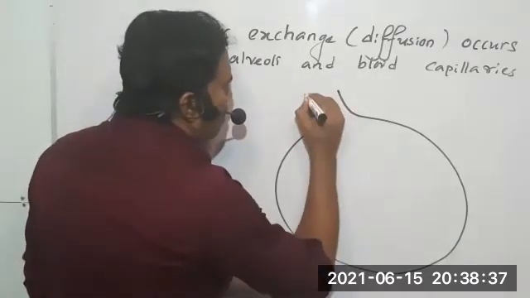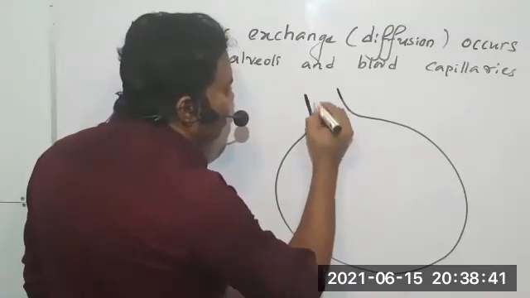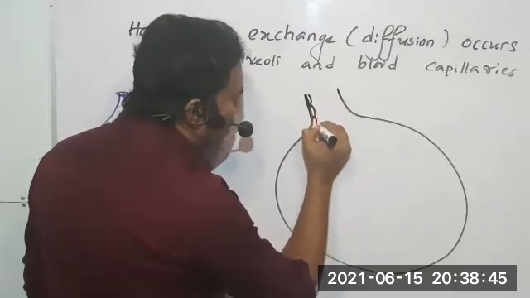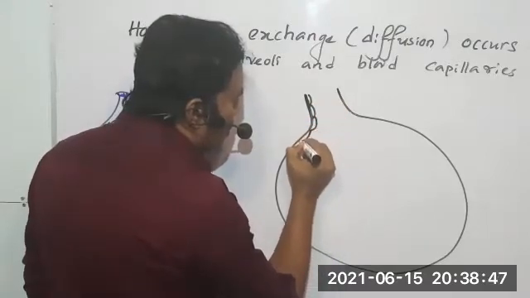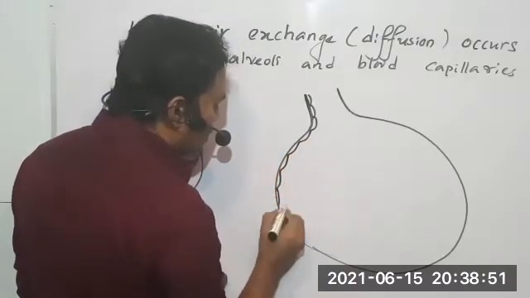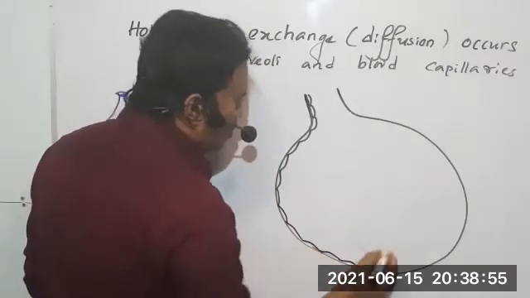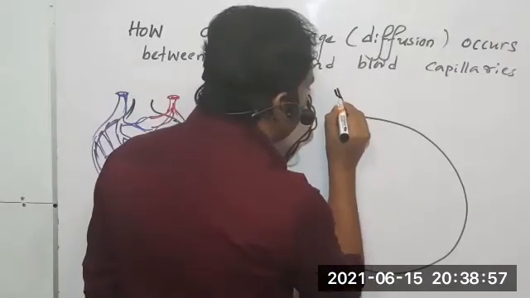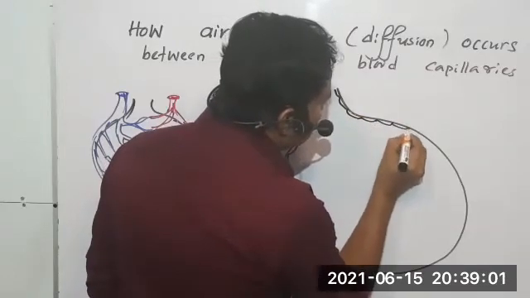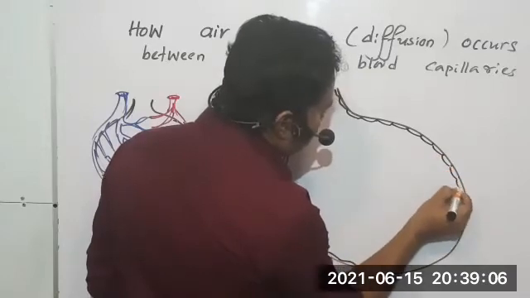So this is the alveoli wall. Its wall is very thin as it has only a single layer of epithelium. So what is that single layer of epithelium? Simple squamous epithelium tissue. Very thin layer of that.